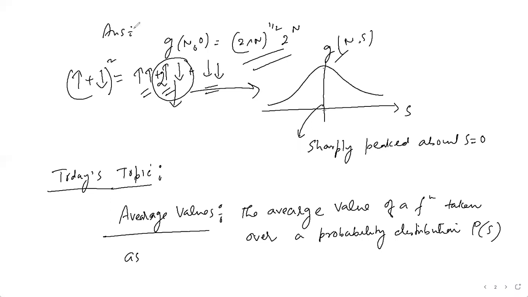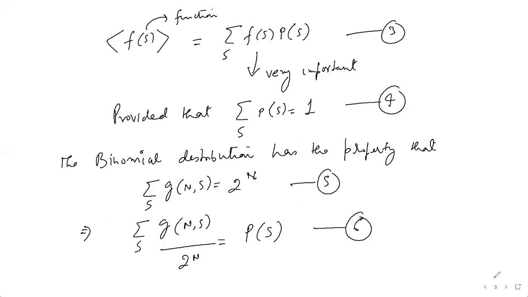Now today's case is that we want to introduce a few average values, how you calculate the average values in terms of statistical physics. That's a very important and fundamental question. So how do we define an average value? The average value of a function f taken over a probability distribution p(s) is defined as something like this: the average of the function is the sum of f(s)p(s). This definition will work everywhere for you.